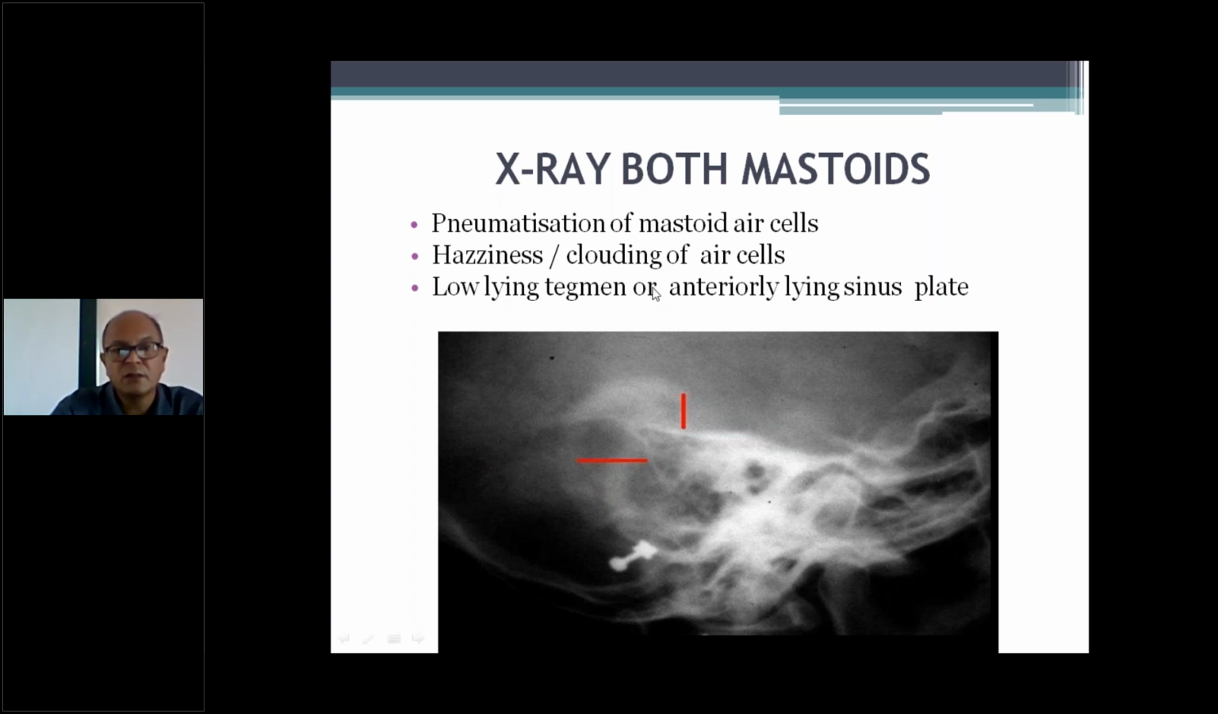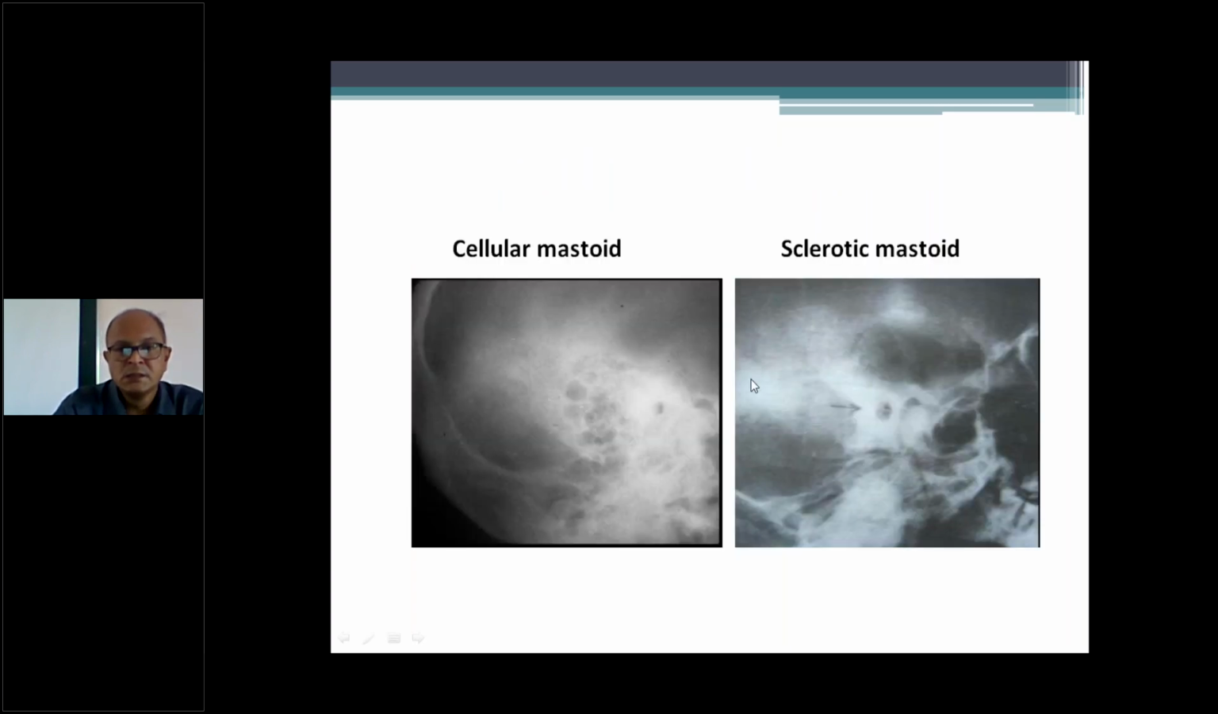Also, you can comment on the tegmen and the anteriorly lying sinus plate. Also, you can see this is a cellular mastoid, and this is a sclerotic mastoid. Compared to here, you can see the sigmoid sinus is a little anteriorly placed, and the dura is a little low lying. This you can say is a contracted mastoid, and this sclerosis occurs due to osteoblastic activity.